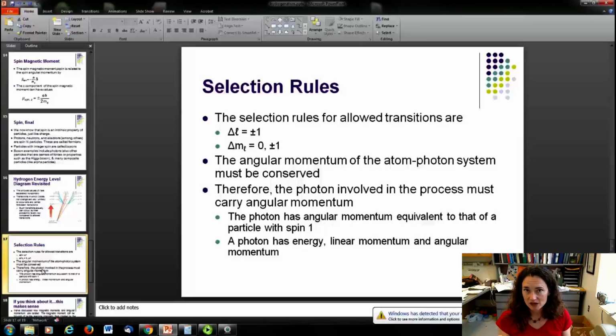Now, what does this mean for you? Well, it means, and I know this is strange, a photon has angular momentum, okay? Photons have angular momentum. I know a lot of people had a lot of trouble with the idea that a photon had momentum in the first place. And so it's going to be pretty mind-boggling to deal with the idea that a photon has angular momentum too, but it does. In fact, the photon has angular momentum equivalent to that of a particle with spin 1. So photons have spin, which means photons have intrinsic angular momentum. That means photons have energy, linear momentum, and angular momentum, all three.